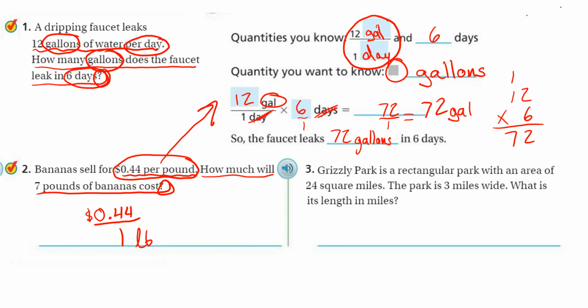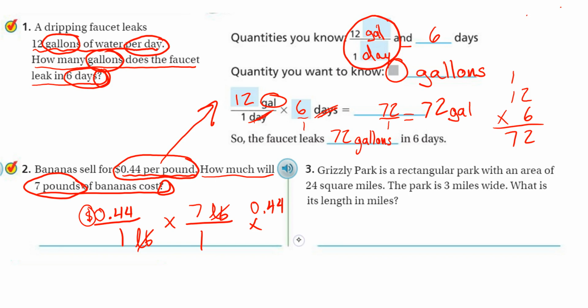Okay. And what do we have? Not 6 days, but we have 7 pounds. So times 7 pounds. Now I like to write it as 7 over 1. And now we can see our pounds can cross simplify out. And we're left just with money. So we're going to do 44 cents times 7 pounds. And that will tell you how much money it costs.